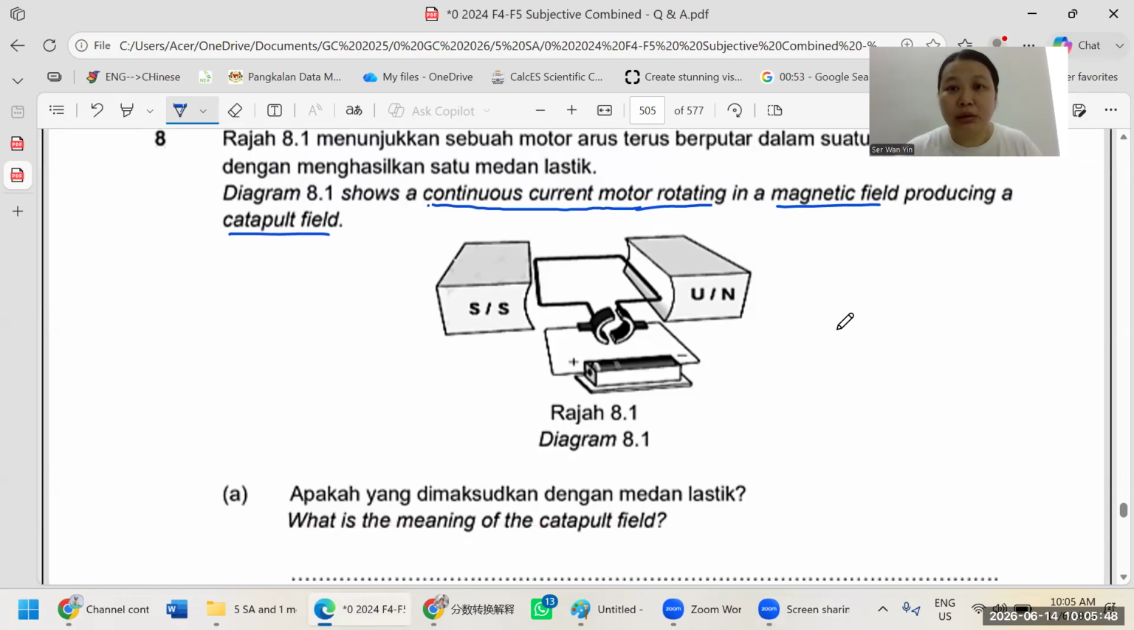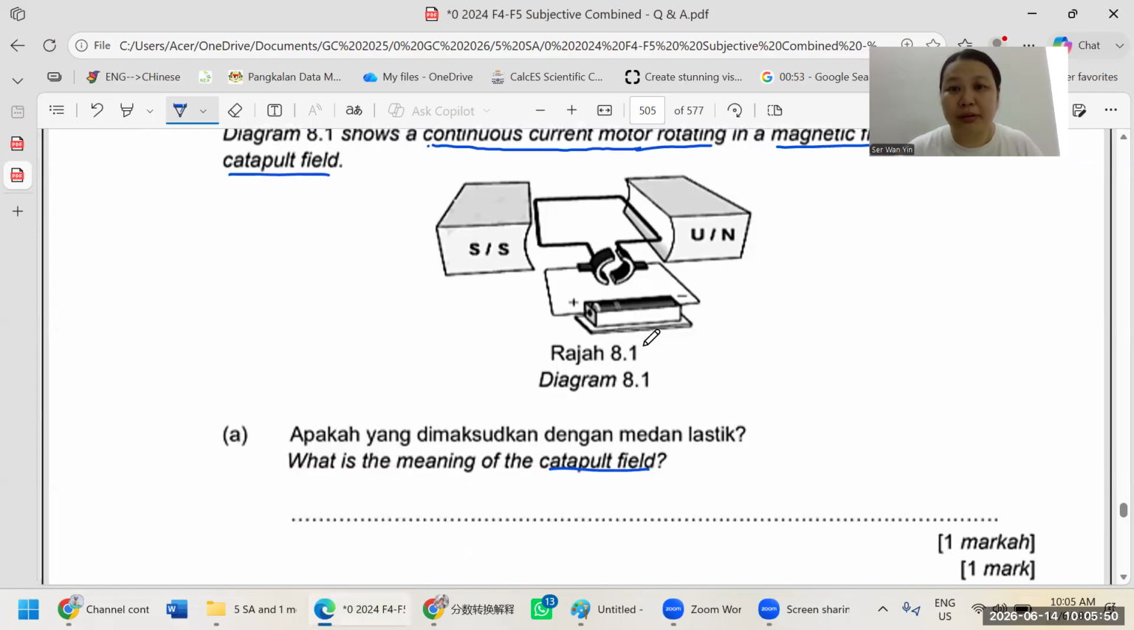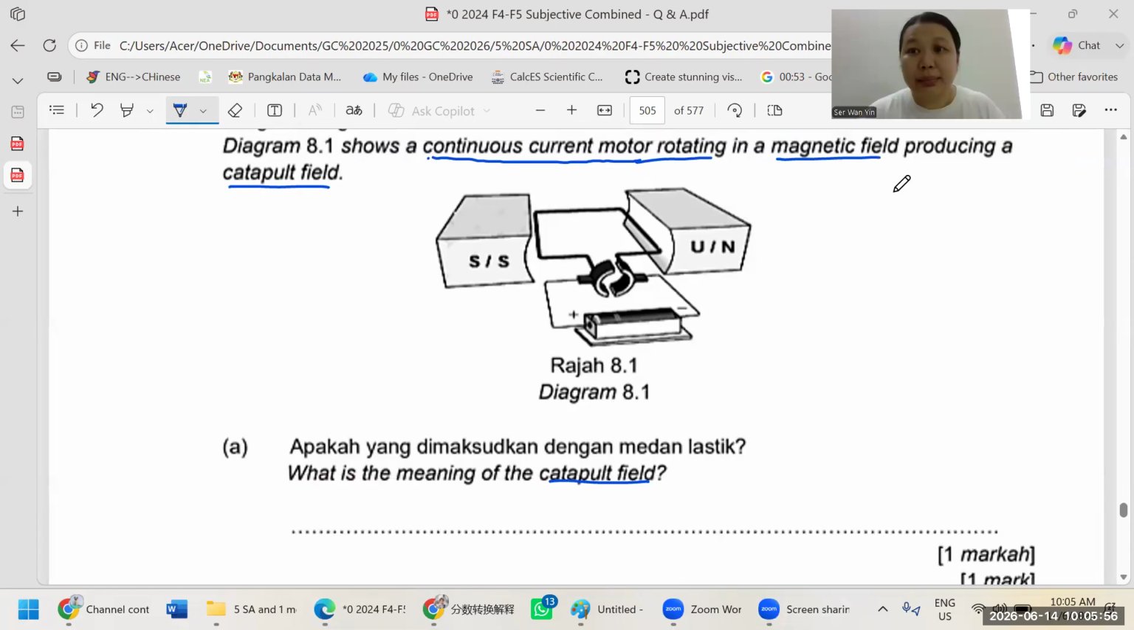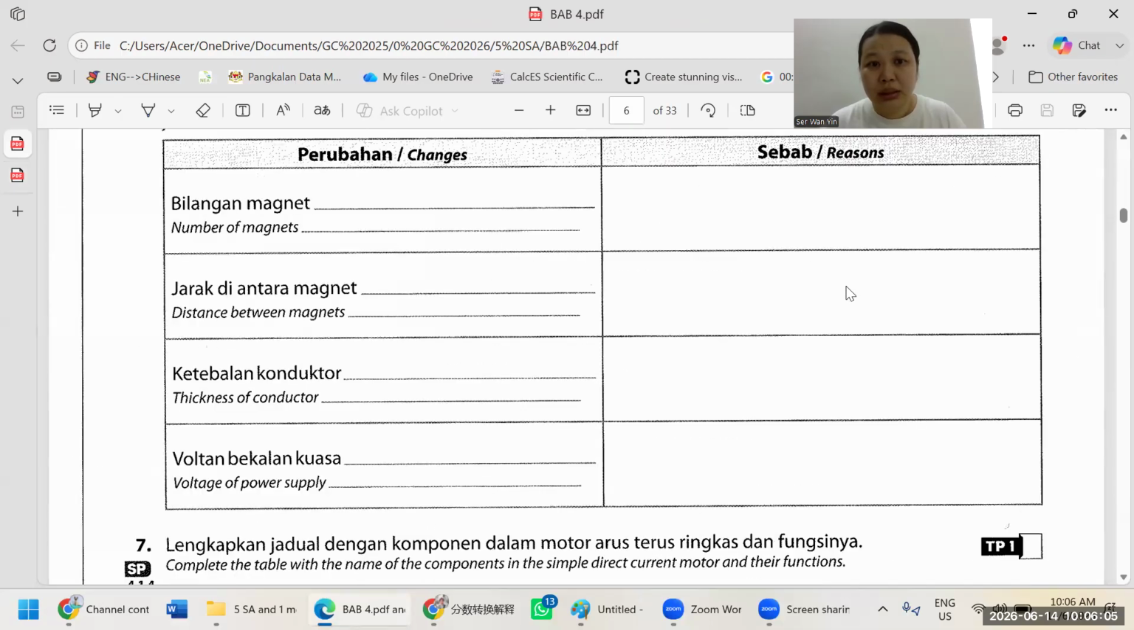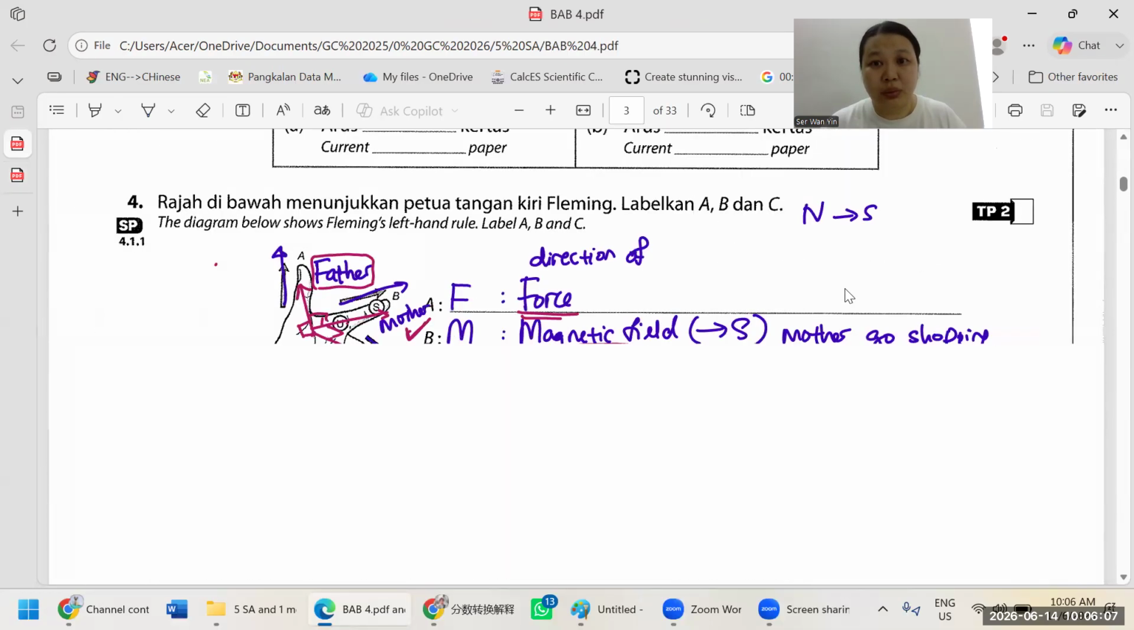Now, do I still remember what is a catapult field? Can you please type? If you cannot, can you please refer back to your book, your textbook, or here? What is a catapult field?